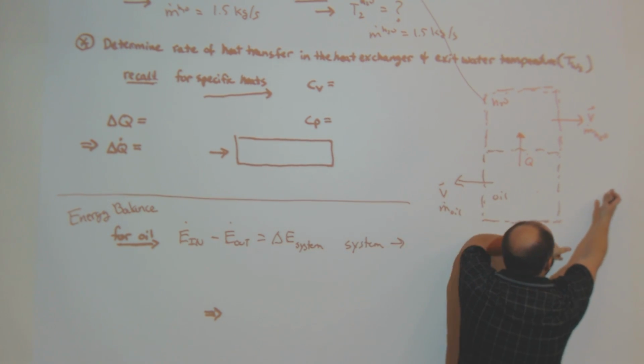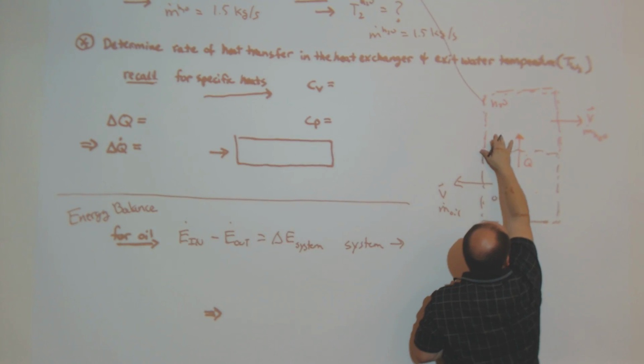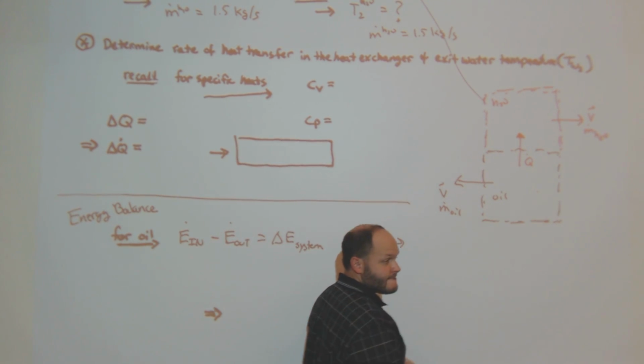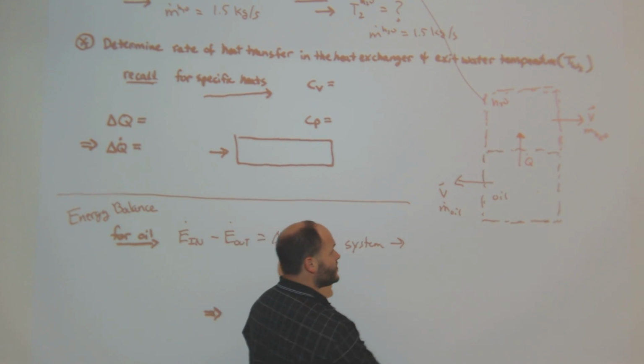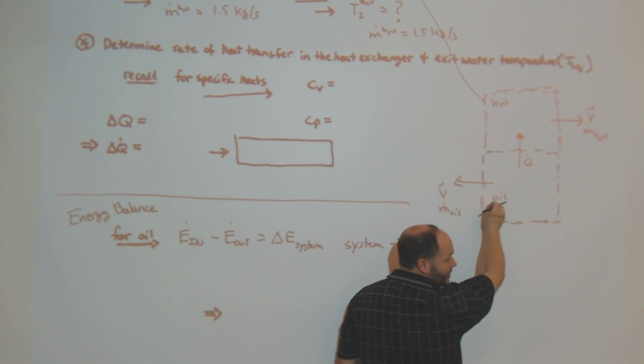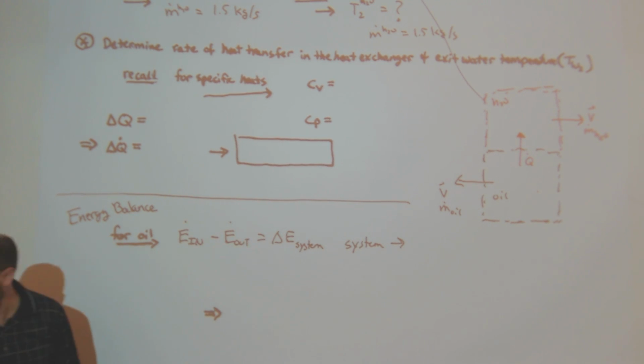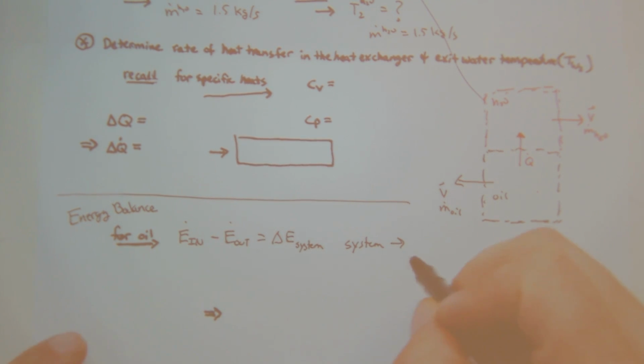And then if I look at this, I have oil coming in and oil leaving. And then here, I have water coming in and water leaving. I have my system, which is a control volume of oil, and I have oil coming in and leaving it. So my system is an oil control volume.